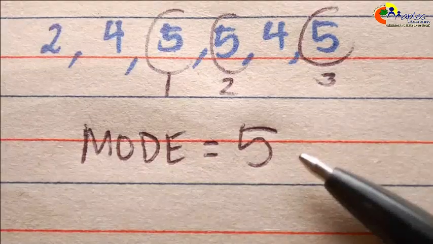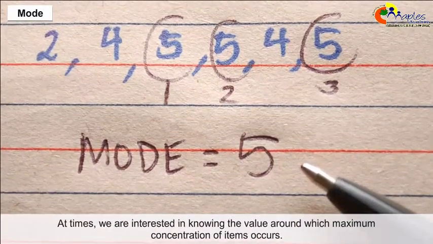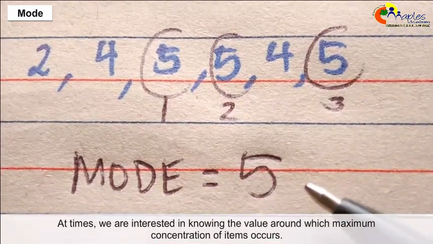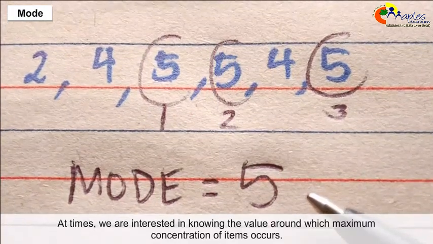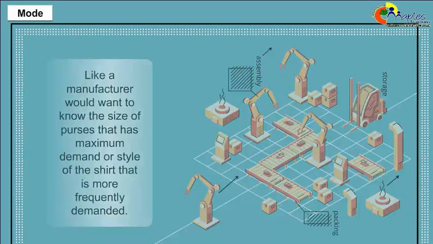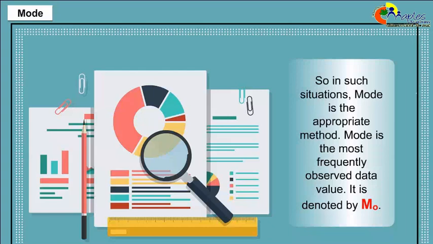Mode. At times, we are interested in knowing the value around which maximum concentration of items occurs. Like a manufacturer would want to know the size of purses that has maximum demand or style of the shirt that is more frequently demanded. So in such situations, mode is the appropriate method. Mode is the most frequently observed data value. It is denoted by MO.